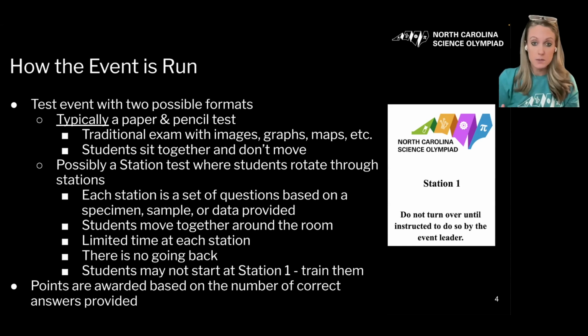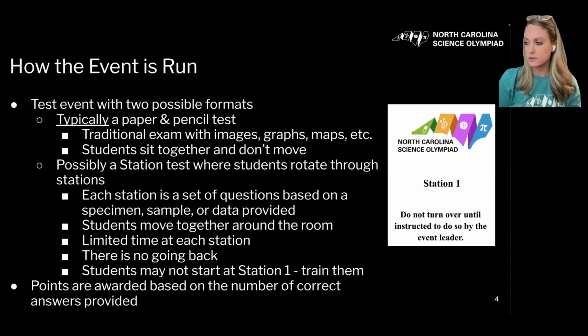There is a possibility it could be a station test. Less likely for us in North Carolina that we'll run a station test for this one, but it's possible. The students rotate through stations, so each station is a set of questions based on something, or could just be straight multiple choice questions, fill in the blank questions, who knows, a variety of things. But they do have a very set time limit at each station, and they rotate station to station around the room. That takes a little bit of practice.